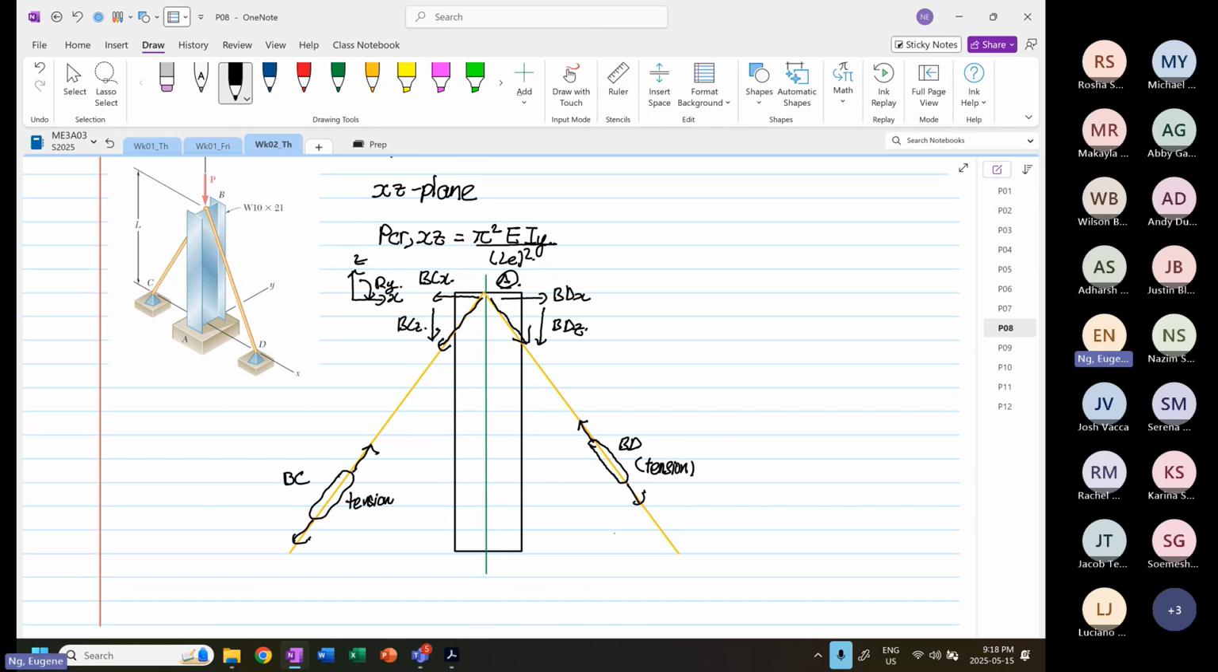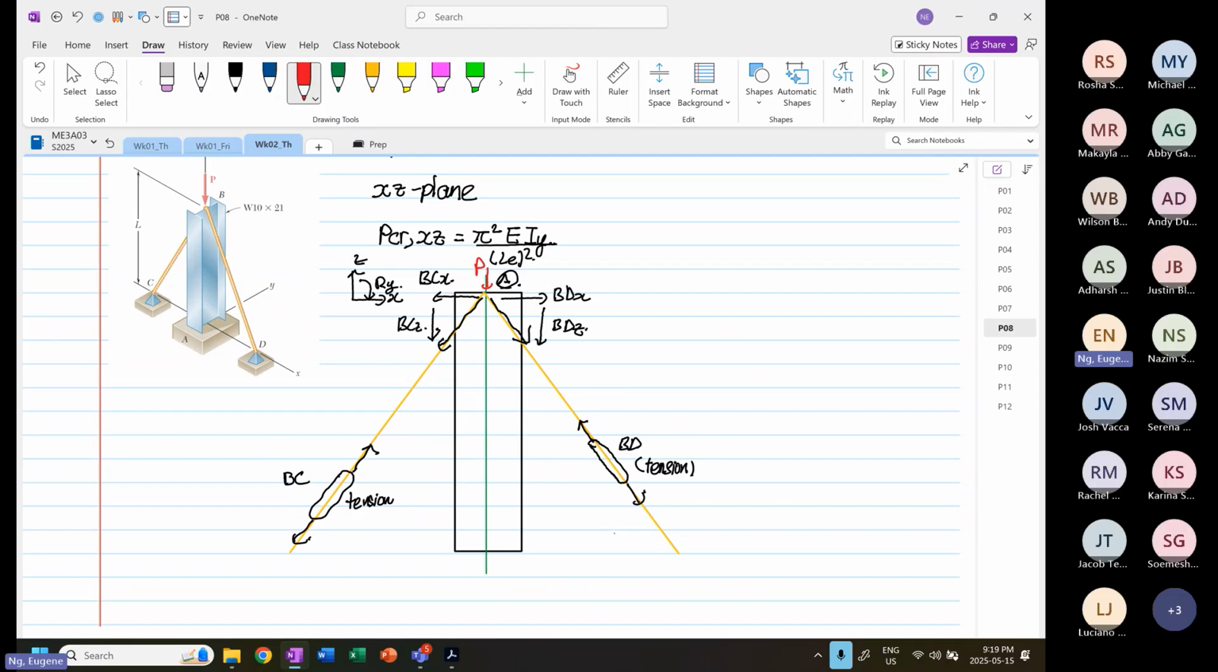So what the ropes are doing is the structure can still go up and down. The P over here can still make the rope go down because if you look, BDZ and BCZ are also going downwards. Okay, but in our analysis, we don't need to consider that. We are going to neglect the tension in the cables.